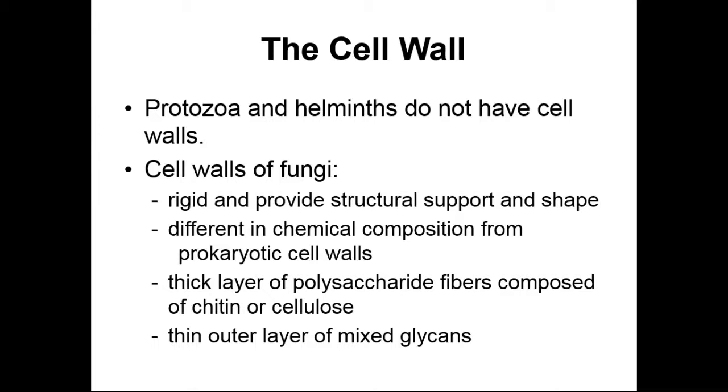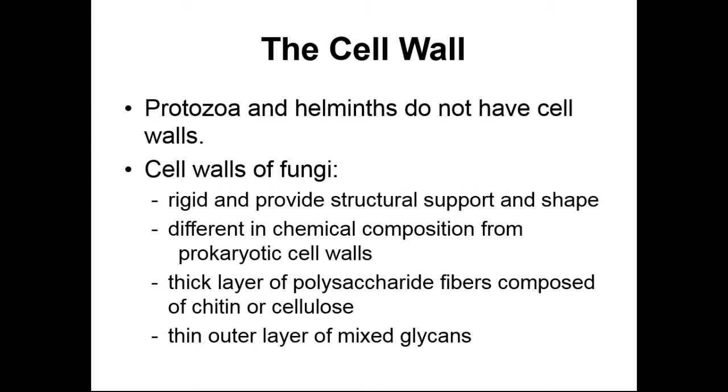The cell wall associated with eukaryotes is not going to be present for every single eukaryote. For example, protozoa and helminths do not have cell walls. It is also worth noting that animals do not have cell walls, but plants and fungi do have cell walls, just like bacteria do. Within fungi, the cell wall is not made of peptidoglycan like it is with the bacteria, but instead the cell wall of fungi is made primarily of chitin. Chitin is what I want to emphasize to you.